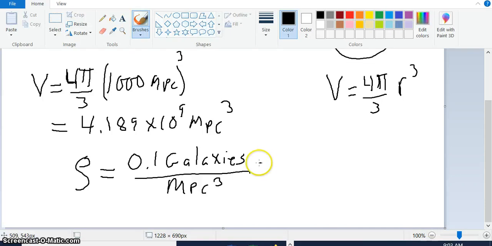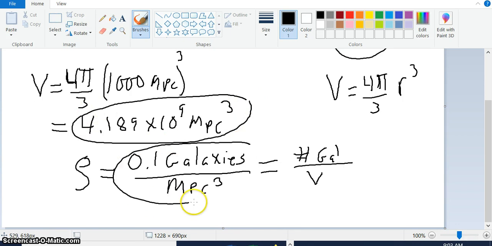Remember, what density is: the density is the mass, and in this case, it's going to be the number of galaxies per volume. We just calculated what the volume is, so there's the volume, and this is what the density is. We're going to put those two things together and solve for the number of galaxies. So basically, we just multiply V times 0.1, and actually, you can probably already see what the answer is. The cubic megaparsecs will cancel.